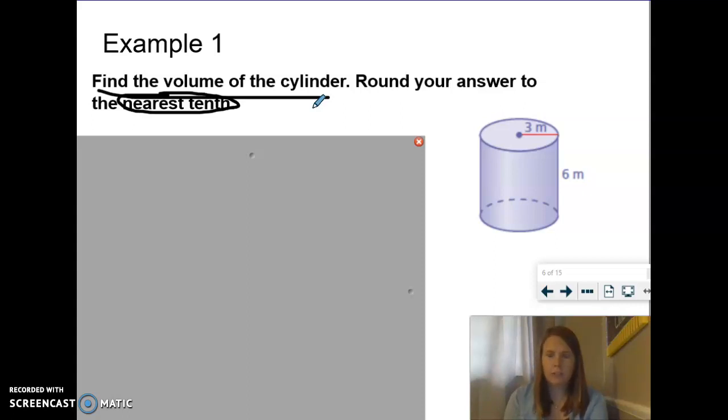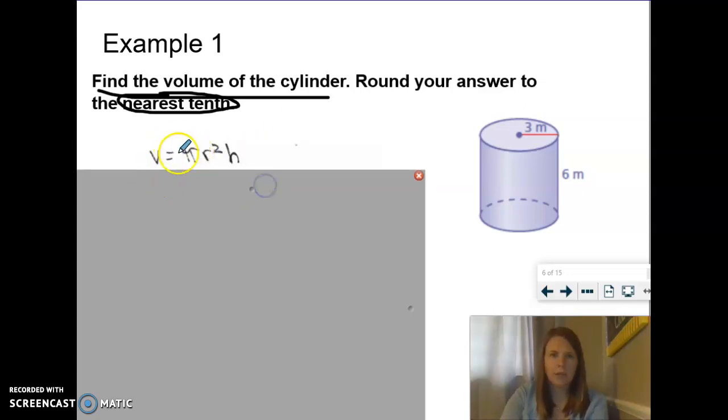Sometimes I'll give you directions too if it doesn't seem to end, and I'll give you a little more clear directions. But this one wants to the tenth. So we're going to use that formula again, okay, which was volume equals pi r squared h. Now, looking at my shape here, I can tell that my height is this 6. And my 3, okay, the biggest thing to understand is, is this 3 a diameter or is this a radius?